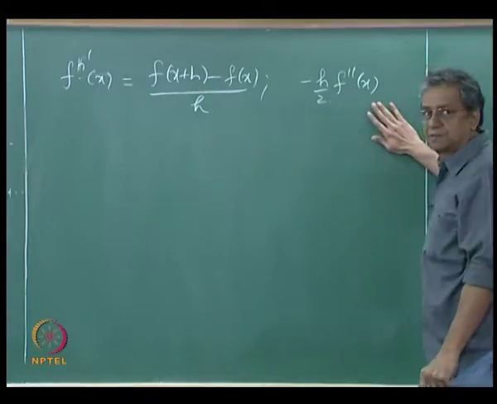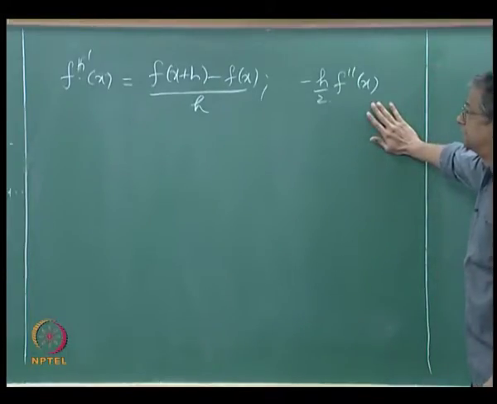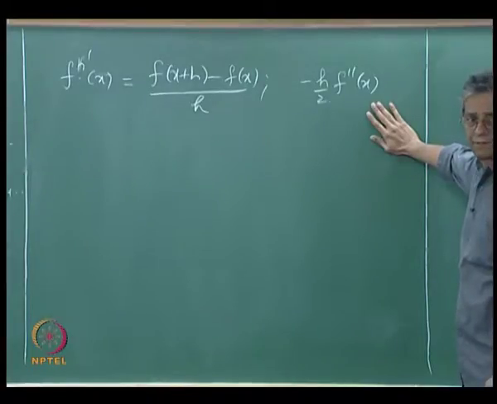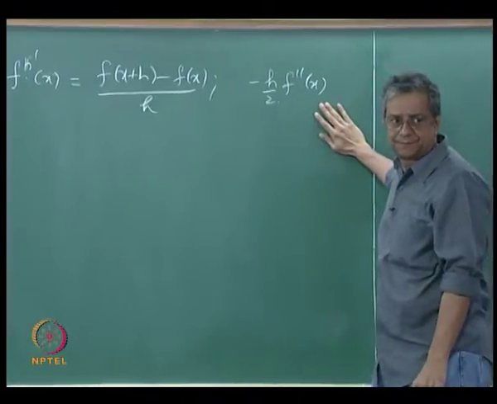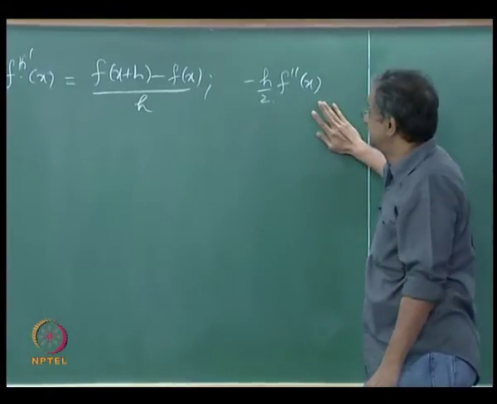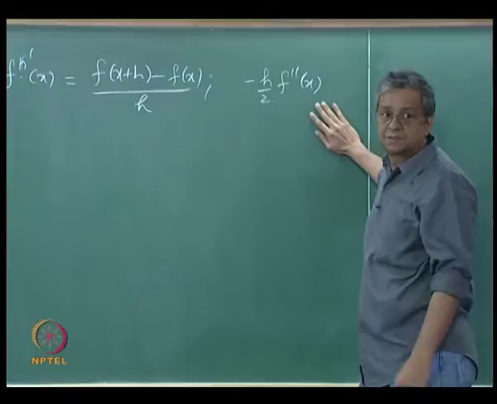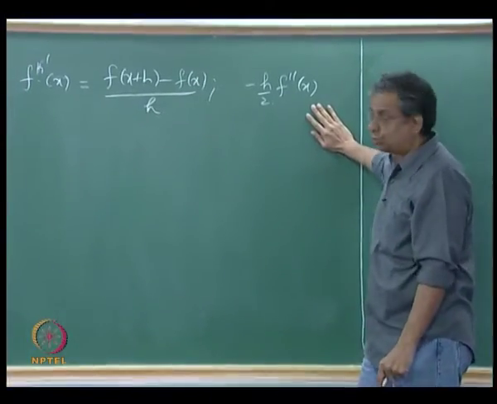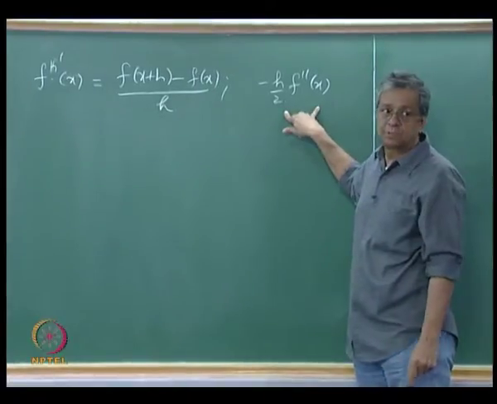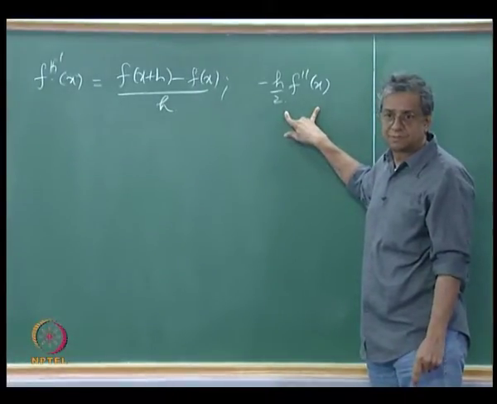What is the nature of the truncation error? In the limit h goes to 0, as h gets smaller and smaller, the truncation error is going to go to 0 in a linear fashion. So the convergence is basically first order convergence. For what degree polynomial is the truncation error 0?